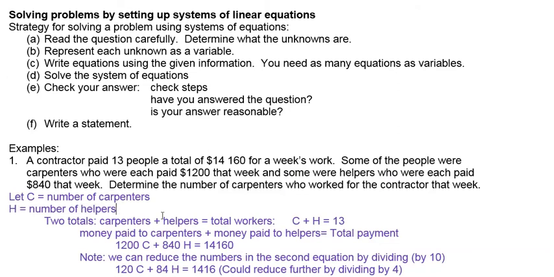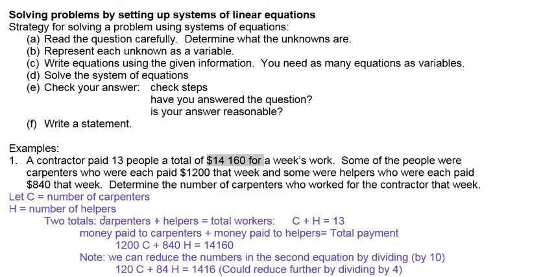And remember, be specific with these unknowns. Don't just say carpenters, because then it's not clear. Is it the number of carpenters? Is it how much they were paid? Is it how much work they did? Right? So be specific. So we have two totals in this question, right? We have total people and we have total paid.